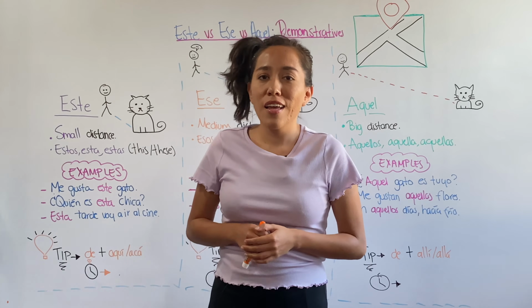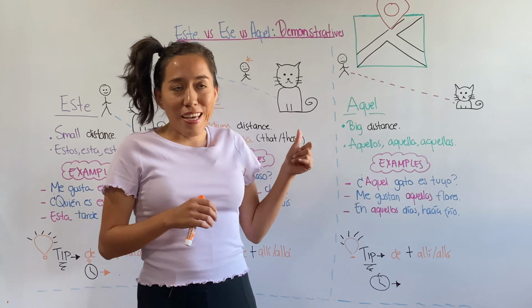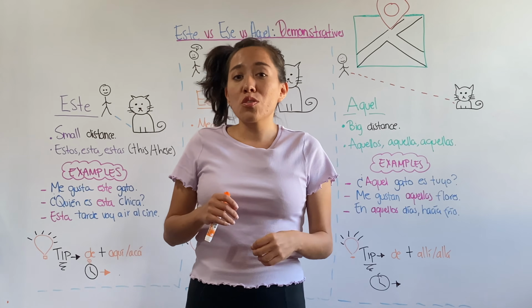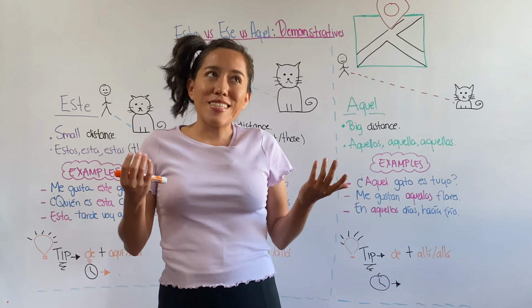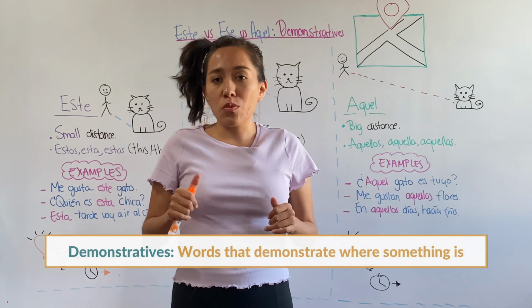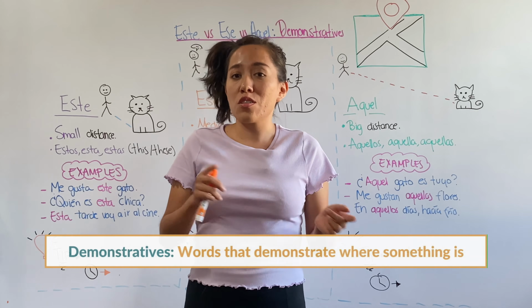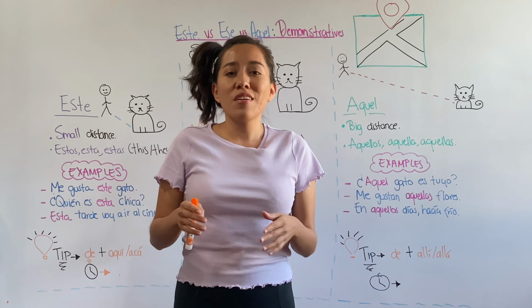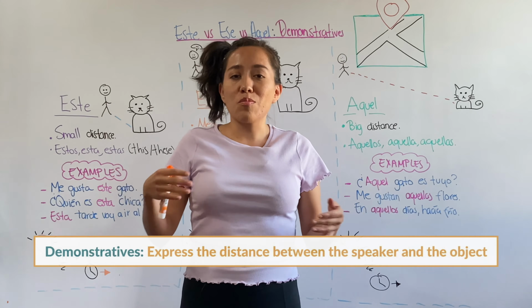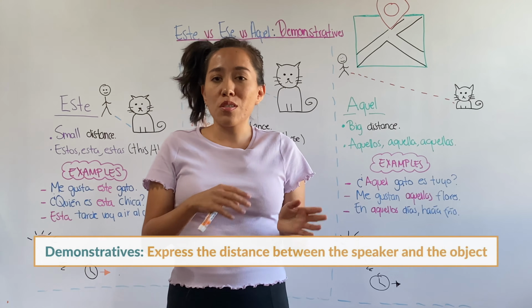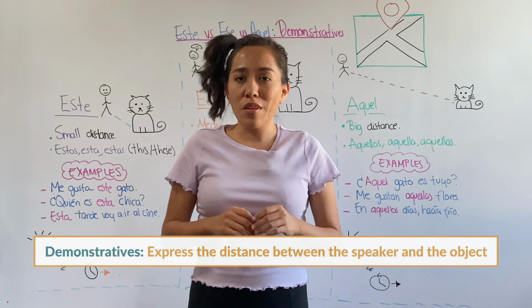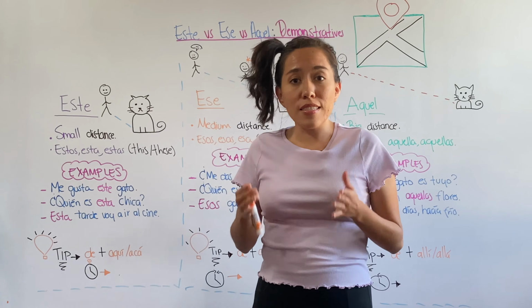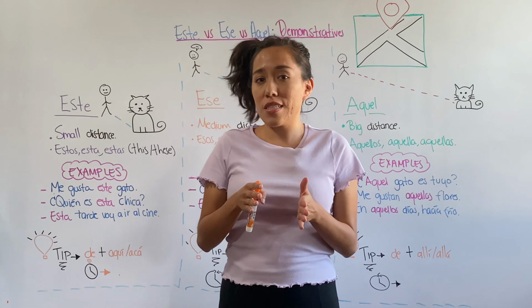Like I was saying, este, ese, and aquel are demonstratives in Spanish. As its name suggests, these words help you demonstrate where something is. In other words, you're going to use them to express the distance between the speaker and the person or thing you're talking about. Take este. Este expresses a small distance.